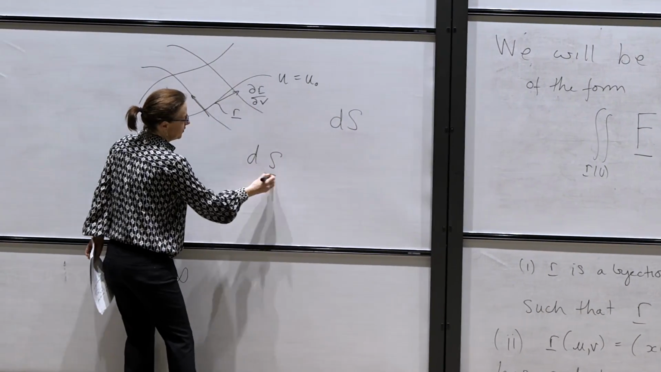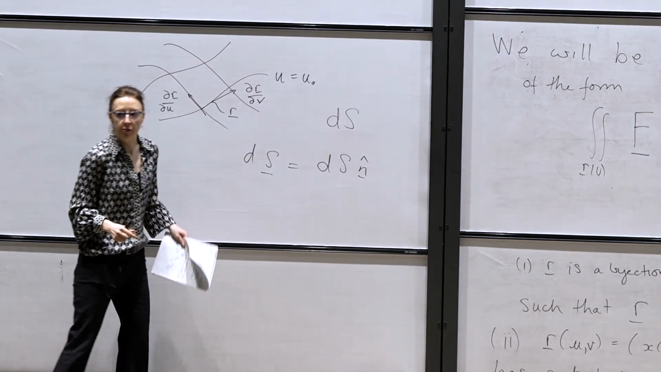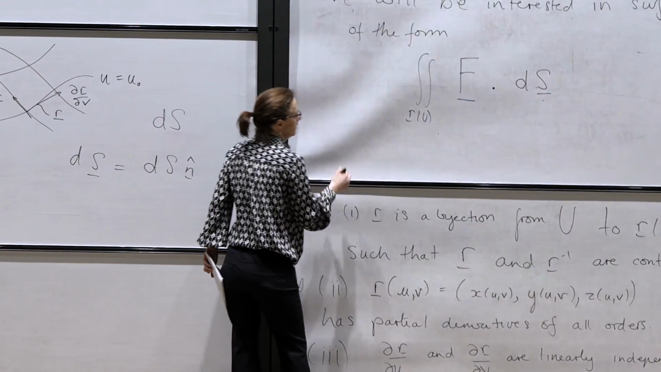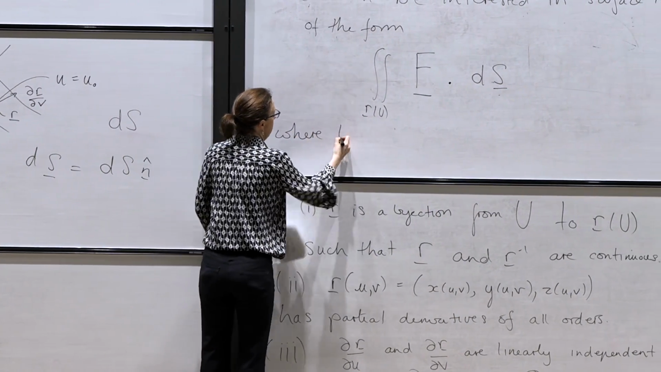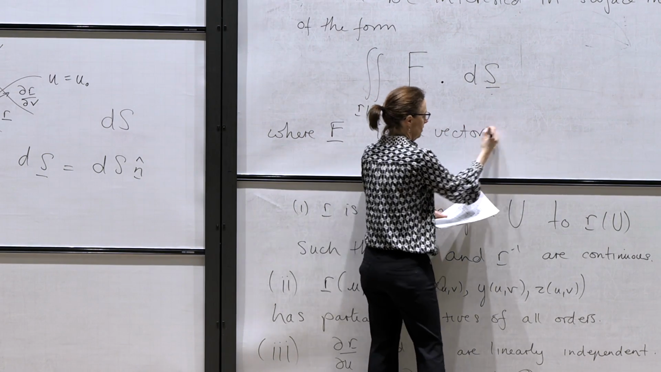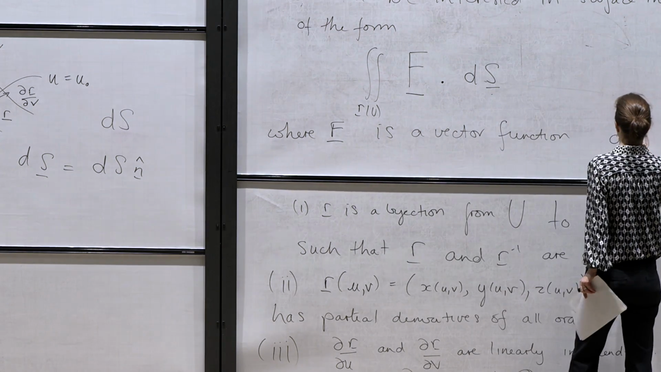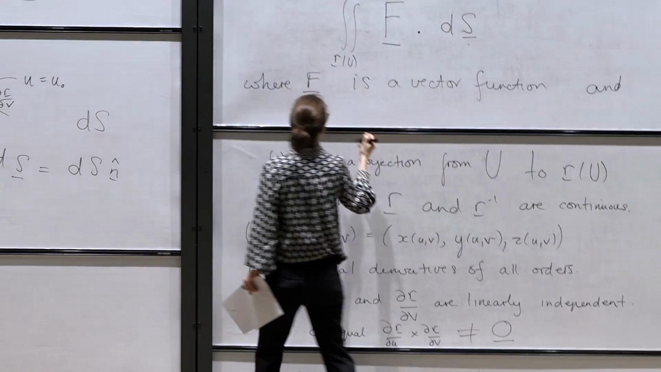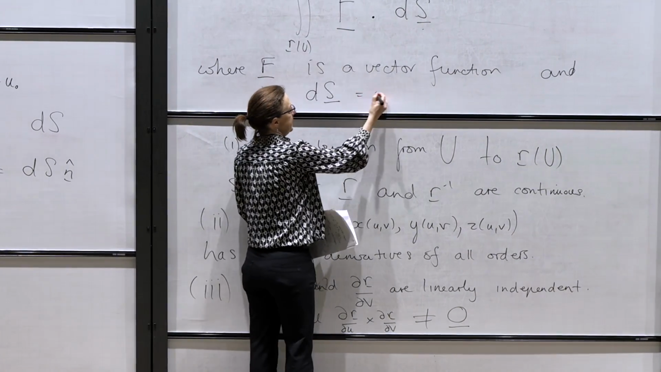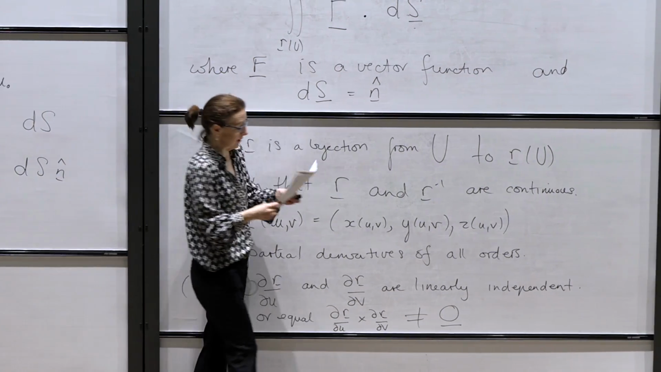So in geometry, we saw that dS is dS in the direction of the normal to the surface. So here, F is a vector function, and as I said, dS, the vector dS, is in the unit normal direction, so the hats denote that it has unit magnitude, dS.